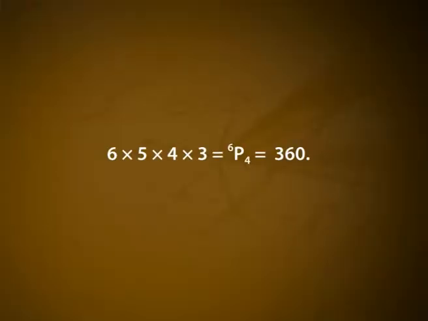1,08,10,800. Consider the situation where 4 examinations are to be scheduled in a week so that no 2 examinations are conducted on the same day. The first examination can be scheduled on any one of the 6 days, the second on any one of the remaining 5 days, the third on any one of the remaining 4 days and the fourth on any one of the remaining 3 days. Thus, the total number of schedules is 6 into 5 into 4 into 3 equals 6P4 equals 360.